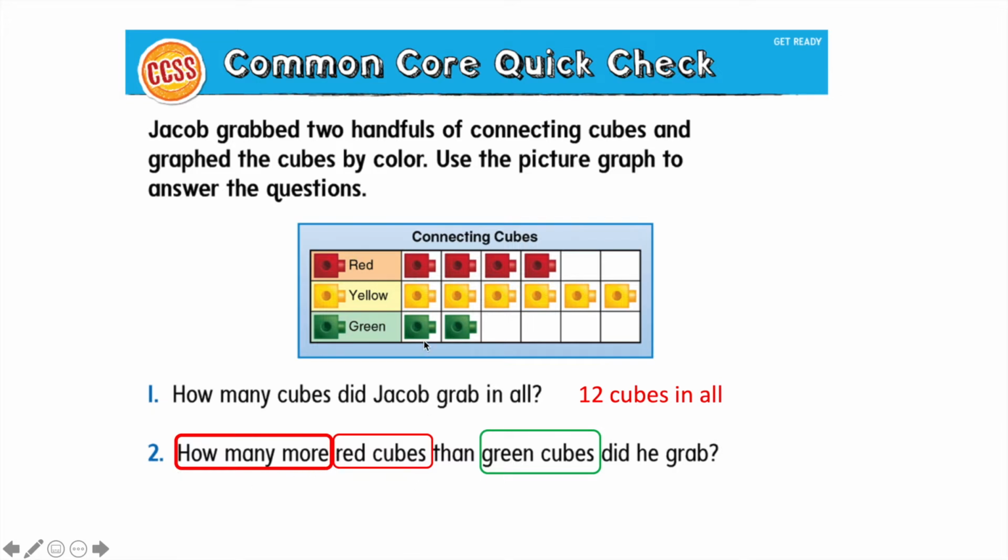So I can compare both groups and I can do 1 to 1 match. 1 to 1 match, 1 to 1 match, and we compare. So how many more red cubes are there than green? Very good. 2 more red cubes than green. So that means there's 2 more red cubes than green. Nice job.